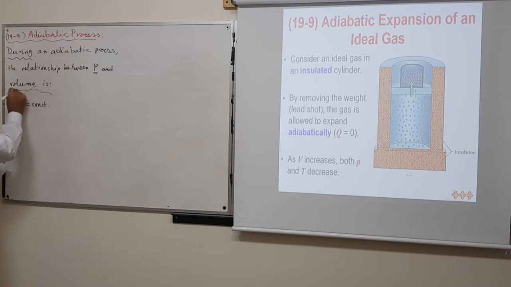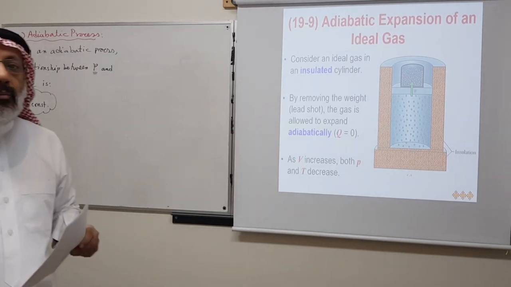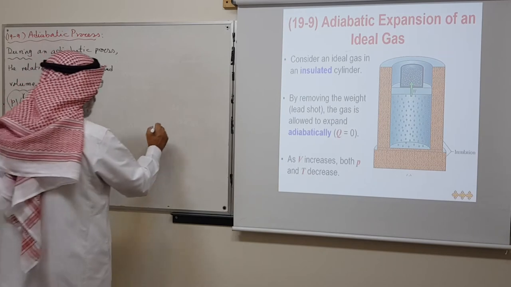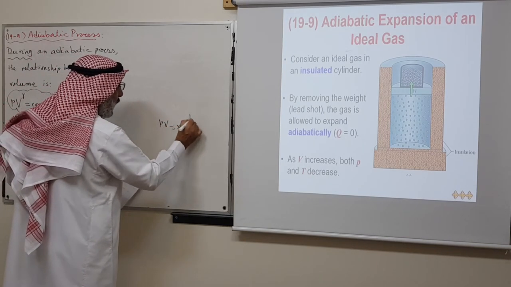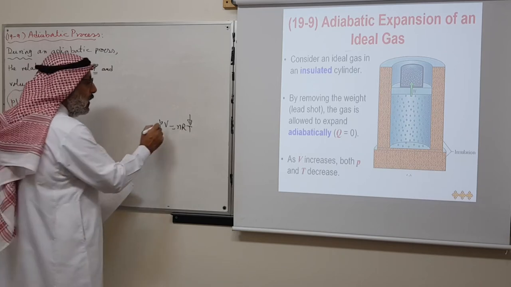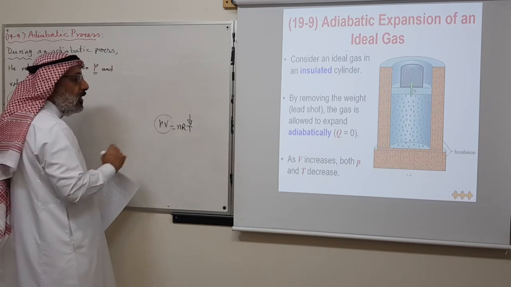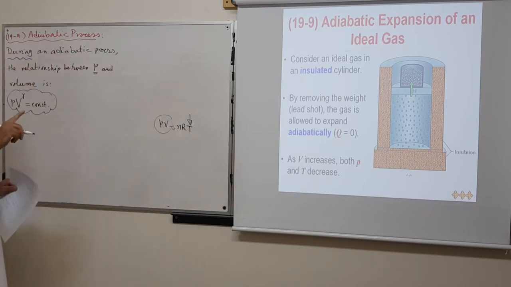Okay? So while the process is taking place, pressure changes, volume changes, but this product, it's not PV. PV is constant for which process? Do you remember? The isothermal process. Because in the isothermal process, remember PV is equal to nRT. In the isothermal process, T is constant, so PV is constant. Now in this process, it's not PV that is constant, it's PV to the power gamma that is constant.